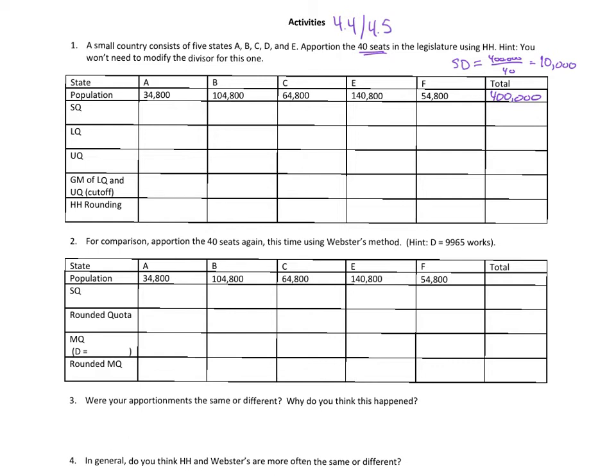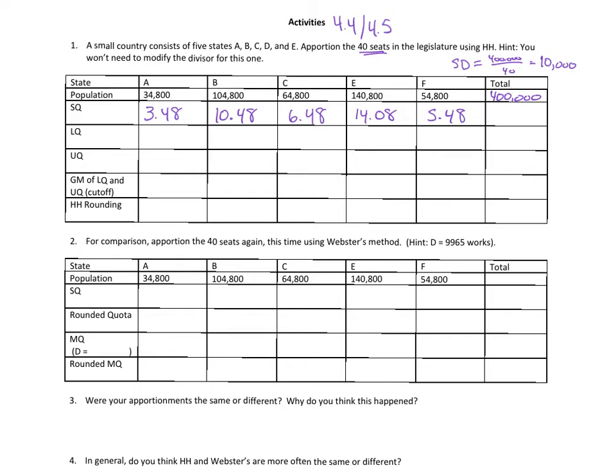We calculate the standard quota by dividing each state's population. So for state A, it would be 34,800 divided by 10,000, and we get 3.48. We do this for each state, so we would have 10.48, 6.48, 14.08, and 5.48. Now, as a check, we should add these all together.